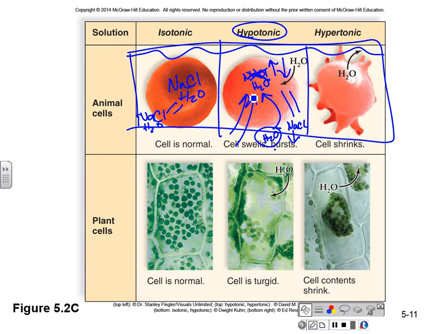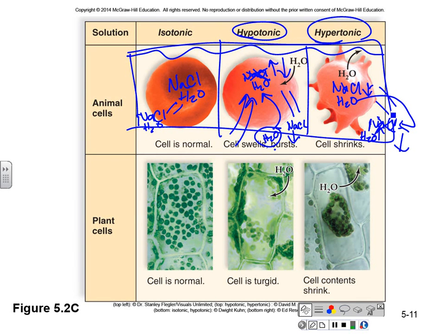In this example, obviously when the water floods inside the cell, that causes it to swell and sometimes it can burst. In this example, in the hypertonic, the sodium chloride inside is low, the sodium chloride outside is high. So where does the water go? The water is going to go from inside to outside to try to bring that sodium chloride level down. So that's going to cause the water to leave the cell and try to make these inside and outside equal. That will cause the cell to shrink or to shrivel.